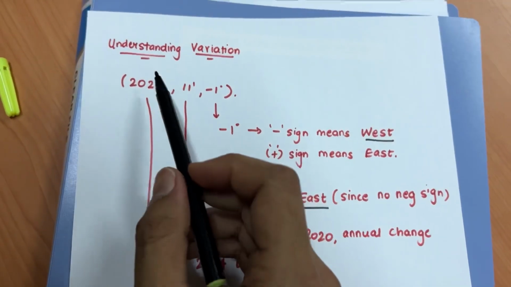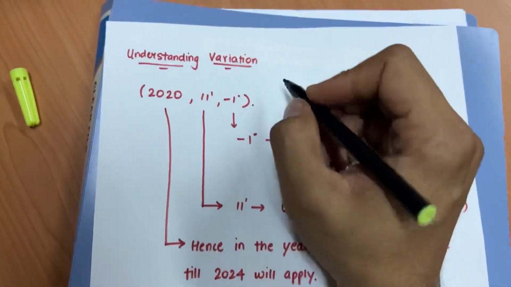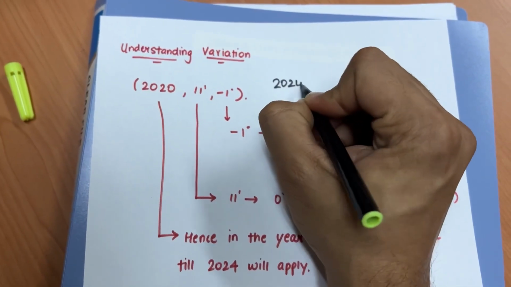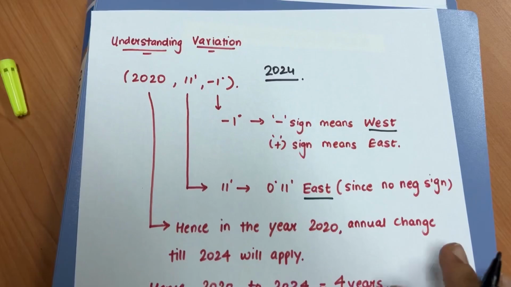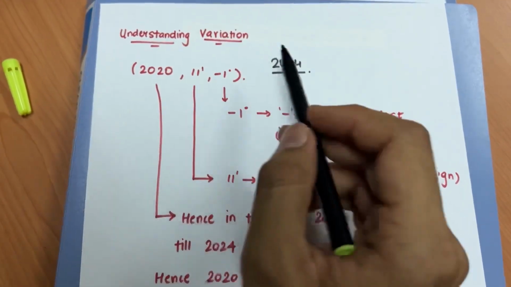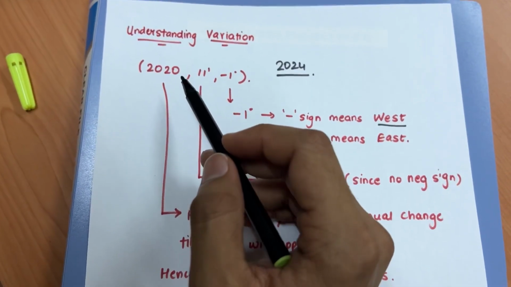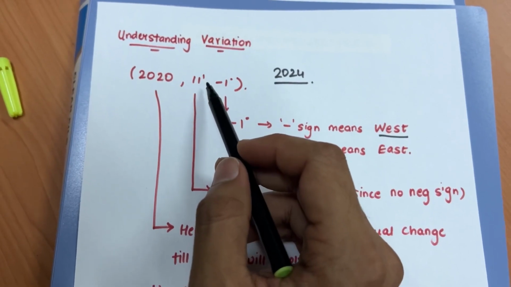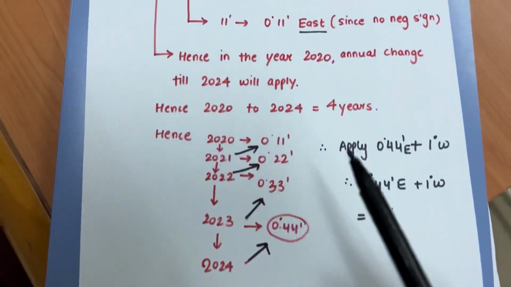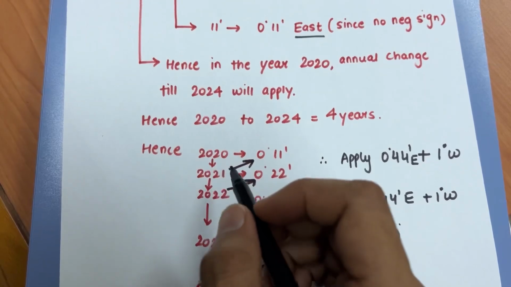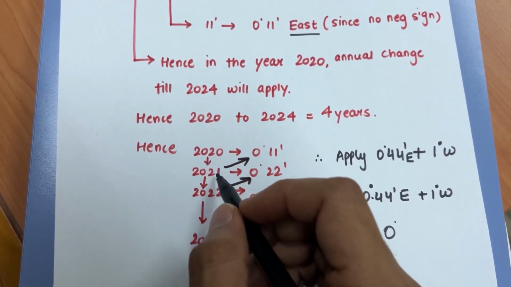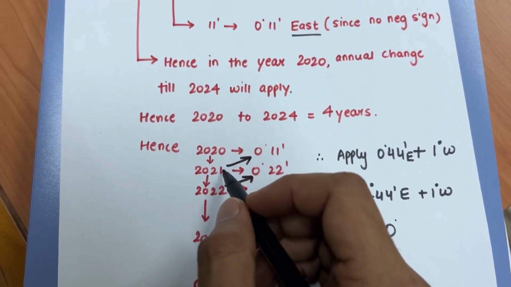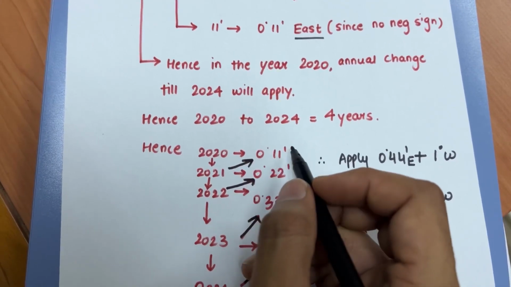Now you are going to calculate for the year 2024, right? So from 2020 to 2024, the annual change of variation was 11 minutes east, right? So let us see the calculation here. From 2020 to 2021, the variation change was 0 degrees and 11 minutes east.